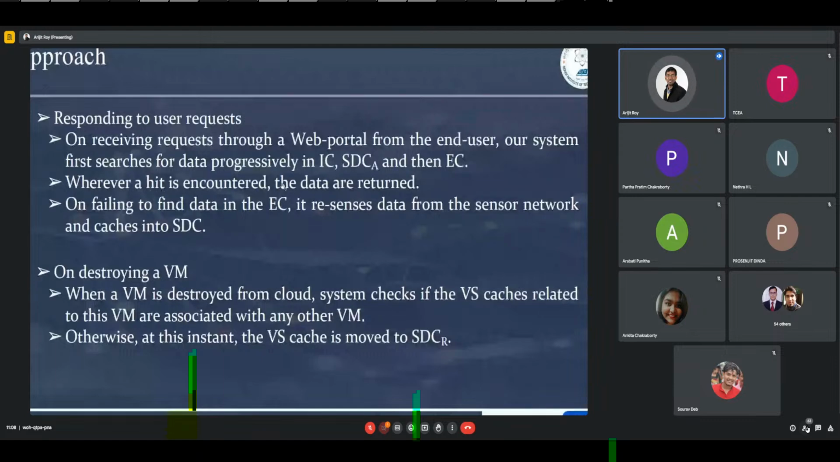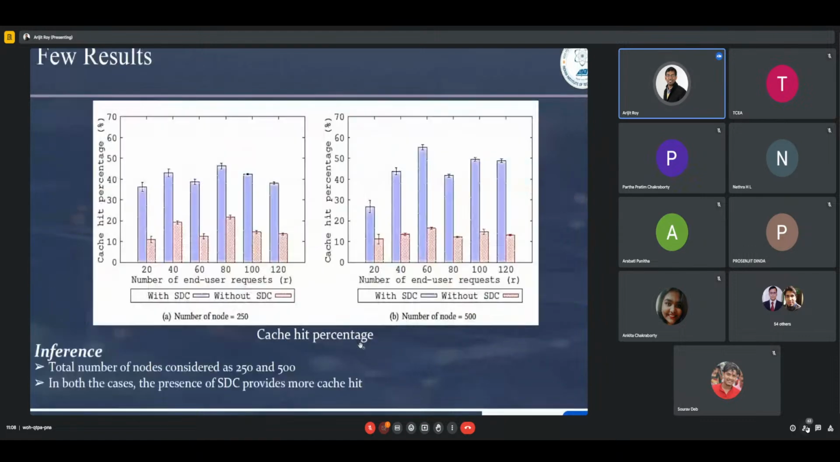Whenever a hit is encountered, the data are written. On failing to find the data in the EC, it resends the data from the sensor network and caches it into HDC. On the other hand, for a destroyed virtual machine, how to get it? When a VM is destroyed from the cloud, the system checks if the VS caches related to the VM are associated with any other VM. Otherwise, at this instant, the VS cache is moved to HTC R.